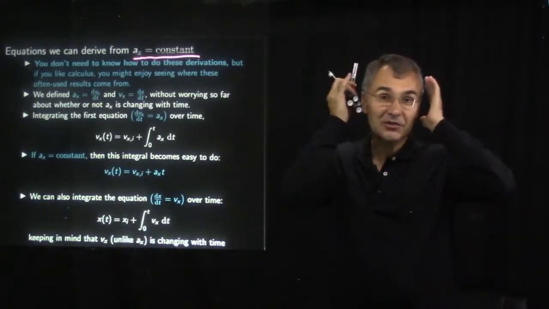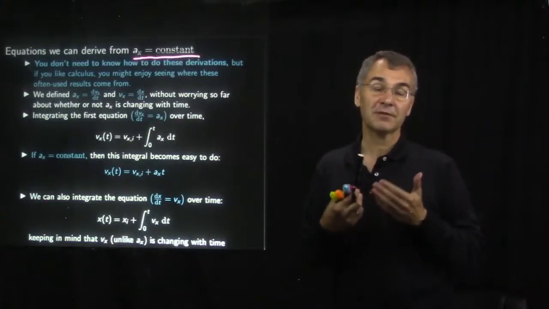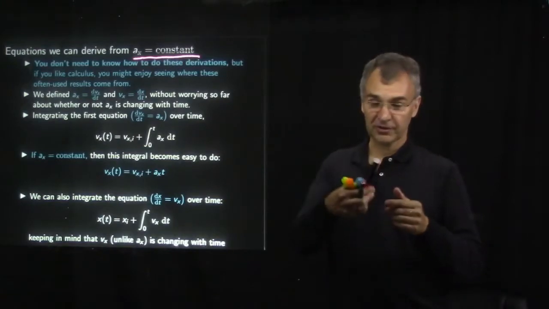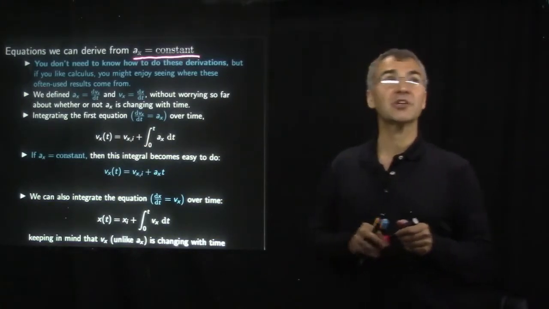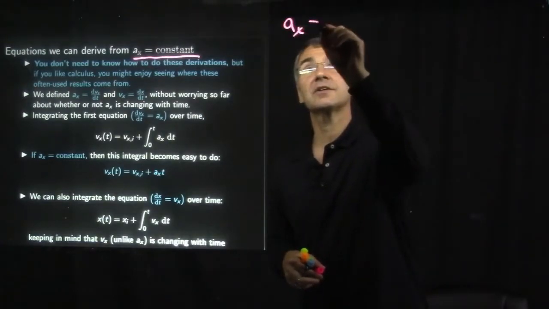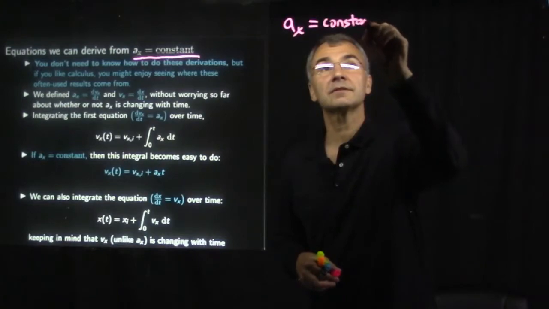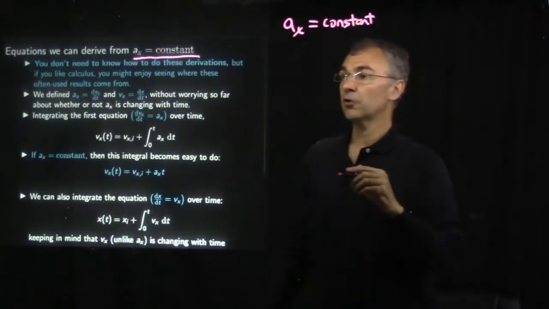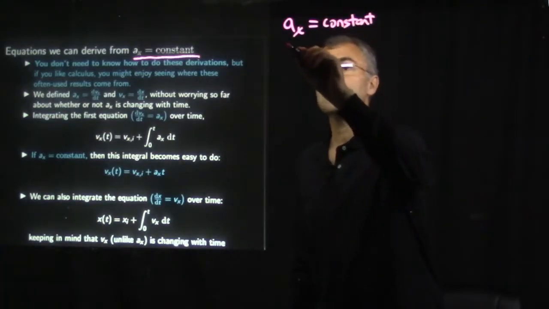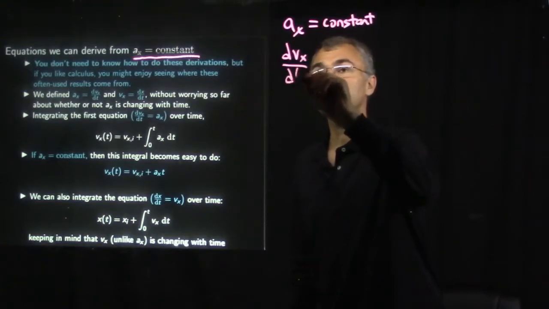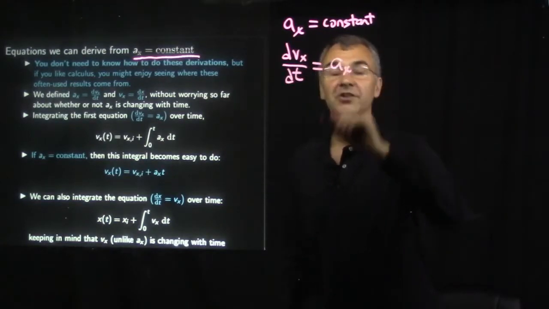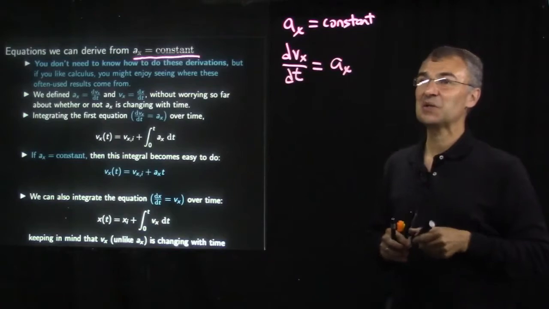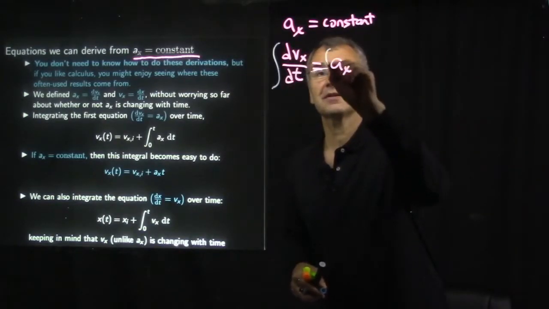If you don't like calculus, you can cover your ears, but just be aware of the fact that these results that we use for constant acceleration are simply this assumption that a sub x is a constant, and then we'll do a little bit of math. Okay, so we know that dv sub x by dt equals a sub x. That's just the definition. So if we like calculus, we can integrate both sides.